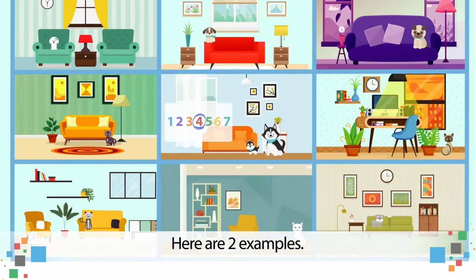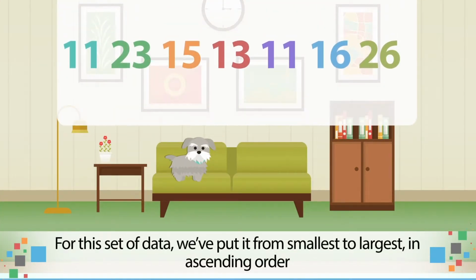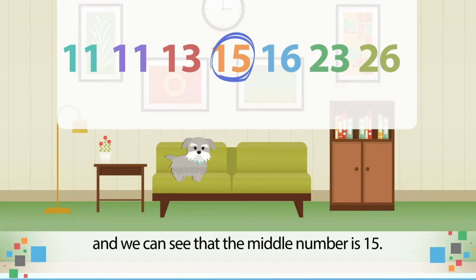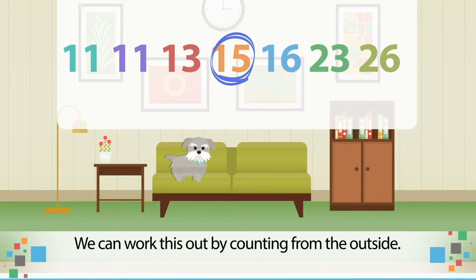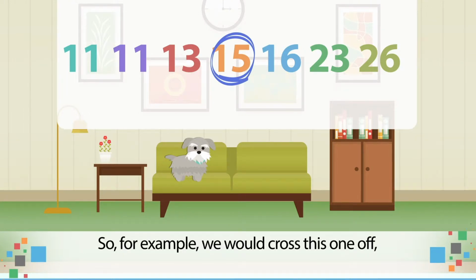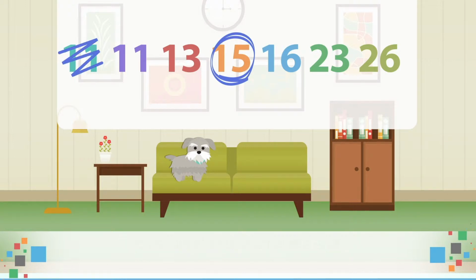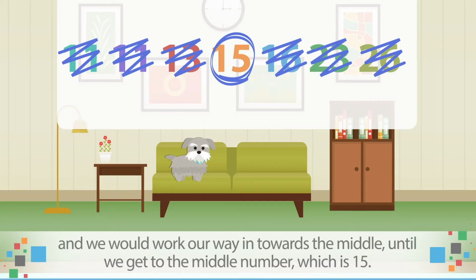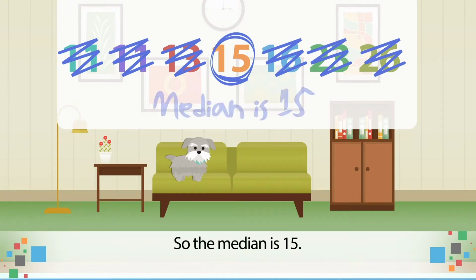Here are two examples. For this set of data, we've put it from smallest to largest, ascending order, and we can see that the middle number is 15. We can work this out by counting from the outside. So for example, we would cross this one off, cross another one off at the end, and we would work our way in towards the middle until we get to the middle number, which is 15. So the median is 15.